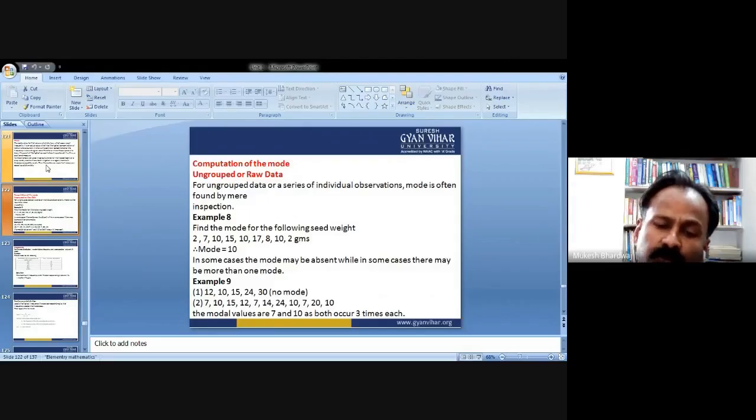Thrice a time that is equal in frequency. So these two are the modes.